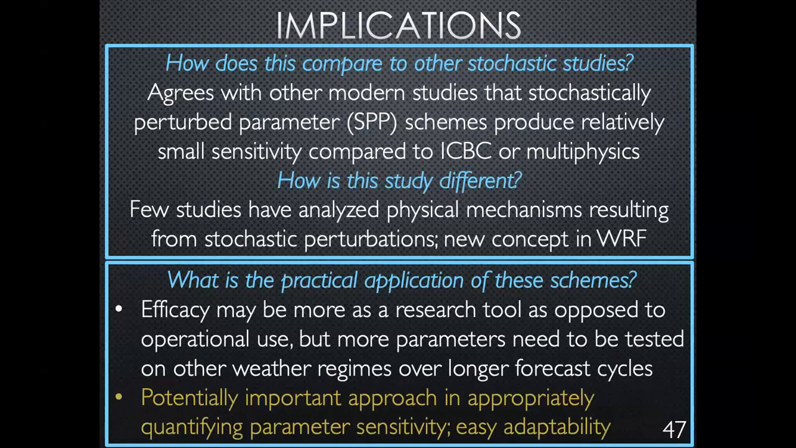But perhaps the most important point that came out of this work is the potentially important approach for appropriately quantifying parameter sensitivity. The stochastic scheme is pretty easily adaptable to different models, and the results from my work in this dissertation pointed out that some of the quantifications for parameter sensitivity that have been reported in the literature as we move towards higher grid spacings over the last couple of decades are likely overestimating that sensitivity, especially when there is a strong observational or theoretical basis for variability in that parameter rather than fixed changes.